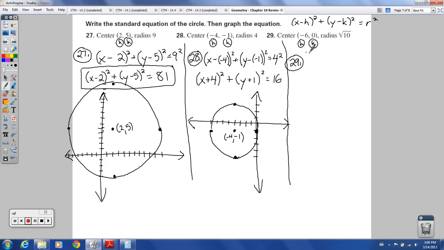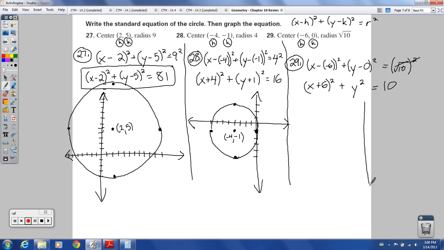And finally, 29. Let's plug in the numbers again. We've got x minus -6 and y minus 0 would be the square root of 10 squared. The nice thing about that is the square root and the square will cancel. And here you'd have x plus 6 squared. This would just become, you just write it as y squared equals 10. And so the radius being the square root of 10, that's a little bit bigger than 3, because the square root of 9 is 3. So the square root of 10 is just a little more than that.